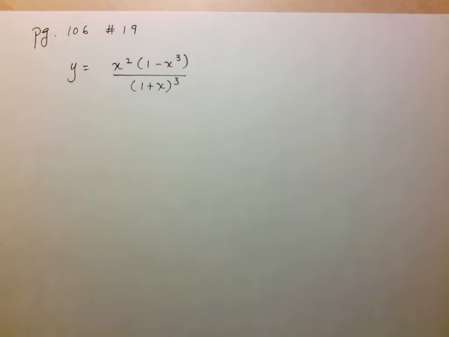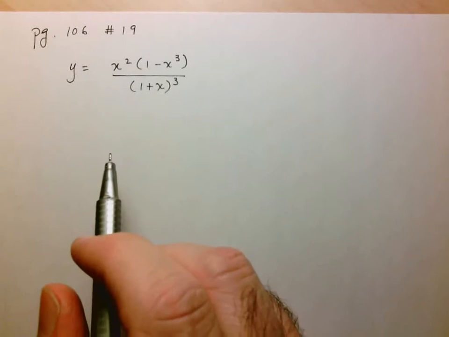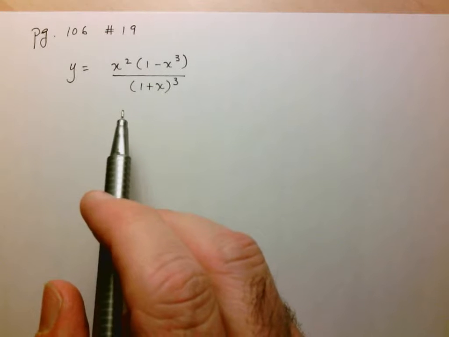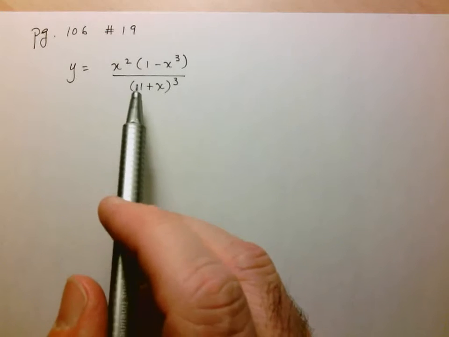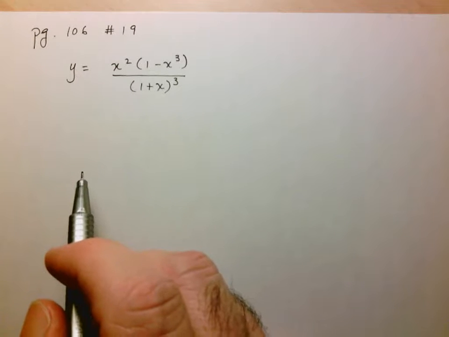Hi folks, we're going to take a look at the solution for page 106, number 19. So they want us to find the derivative of this function here. There's a couple of ways we can go about doing this, but first thing to notice here is that we've got this quotient. So we're definitely going to start off with the quotient rule.